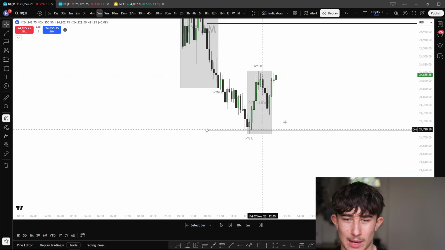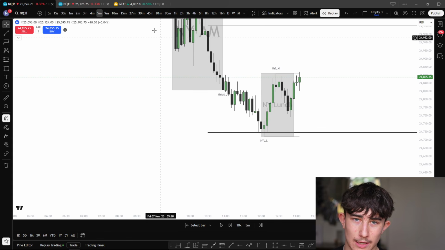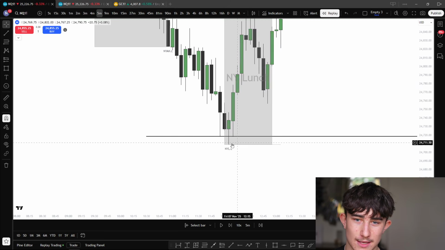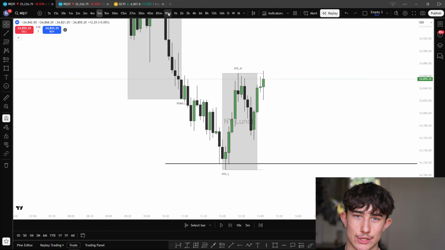Now pay attention to what happened here. A new 90-minute candle opens up, drops lower below here, and look at the 5-minute candles. Do you see how they're respecting the low of that? Remember, the wicks are sweeping it, but the bodies are holding. That's what we want to be paying attention to.